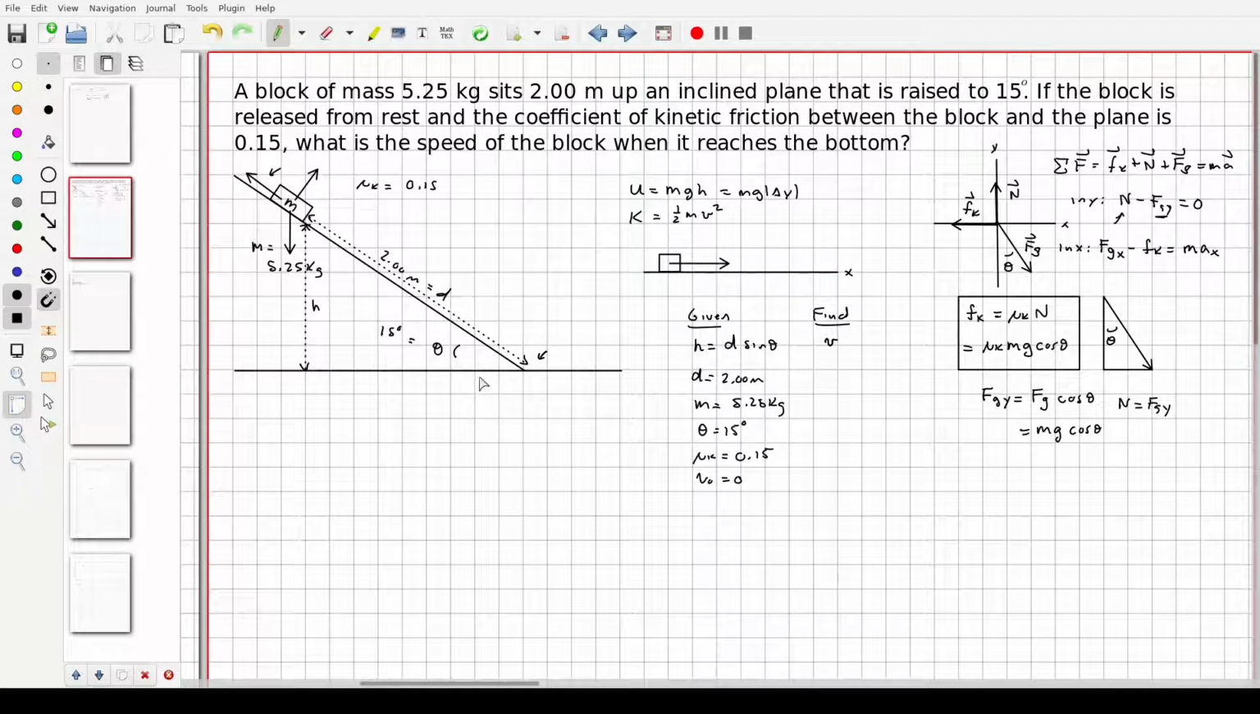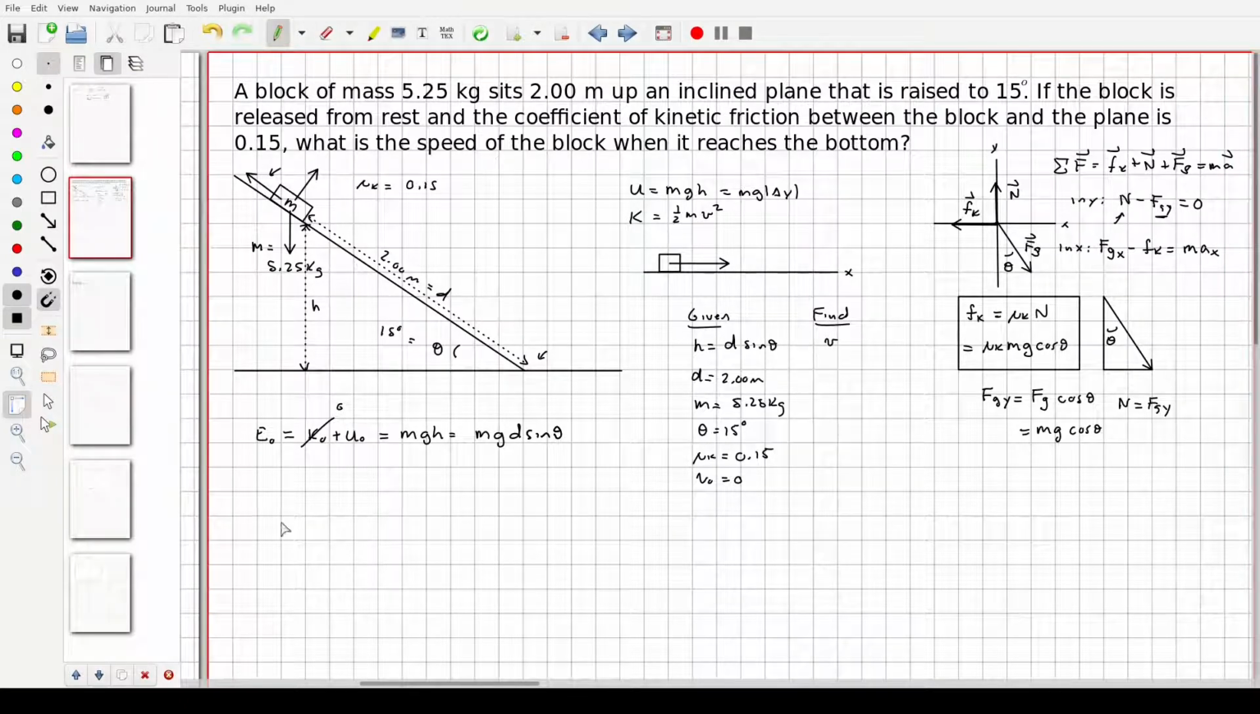Now, up at the top, if I think about energy, I would have kinetic energy plus potential energy, but it's not moving. So it starts off at rest. Initial kinetic energy is 0. So it's all potential energy, which would be mgh, or as we noted before, h is d sine theta. So mg times d sine of theta.